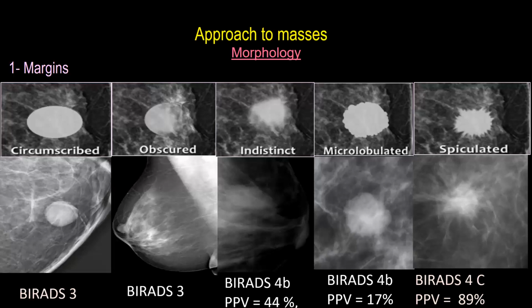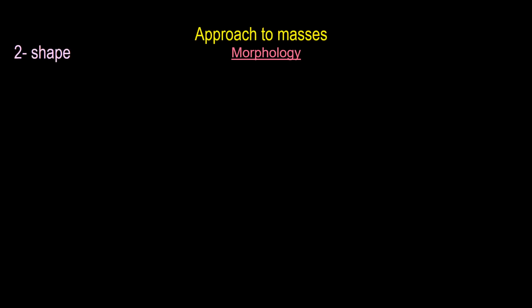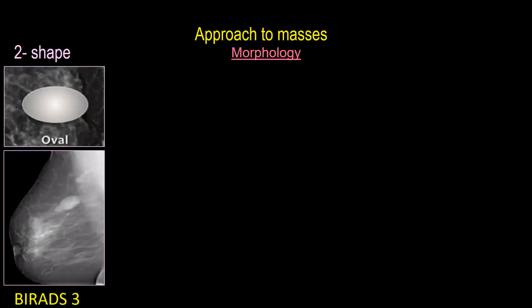Most of the time, you depend on the constellation of findings. Most spiculated masses are high density masses, and there are associated features. Then you will combine the findings and upgrade it to 5. Don't worry about BIRADS 4C or 5. Most of the time, it will be BIRADS 5 because you will add other suspicious features to the spiculated margins. Regarding the shape, oval shape, BIRADS 3.